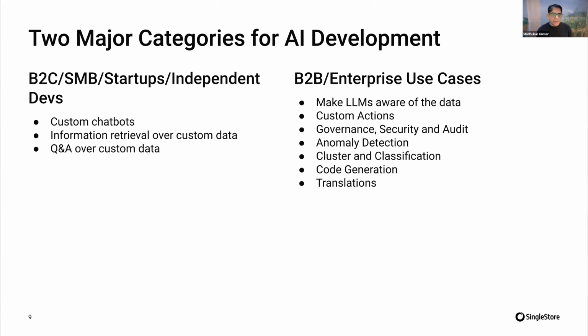We have one for SingleStore. It's called SquirrelBot. It knows about our data. So when you ask questions, it basically does a semantic search and gives the results to the LLM, OpenAI in this case, and then tells you, here's the answer, but specific to our data.